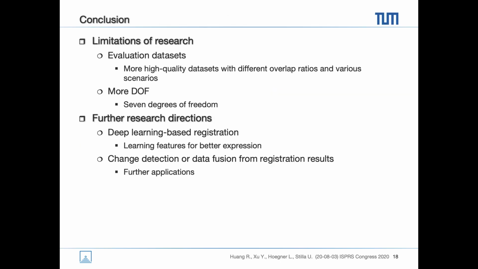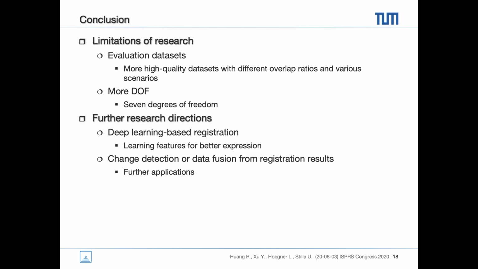However, there are some limitations of the current work. First, we can evaluate the method with more high-quality datasets and test under different situations, such as different overlapping ratios and various scenarios. Second, in the current work, only shifts are considered. Whether it would be possible to extend the current concept to a full point cloud registration strategy with 7 degrees of freedom should be investigated.